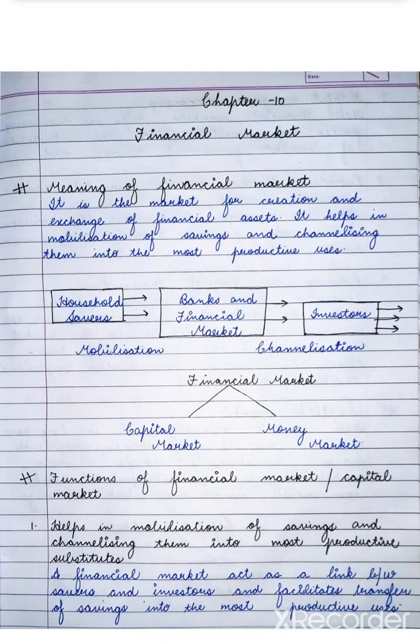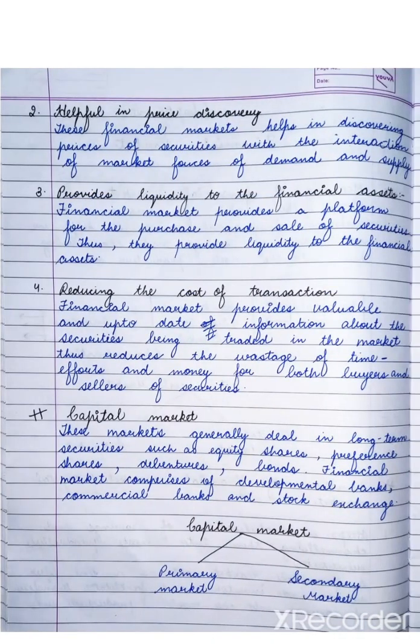Now we're going to see the functions of financial market. The very first one, it helps in mobilization of savings and channelizing them into the most productive uses. So with the help of financial market we can easily create the financial securities, and we are taking the savings and mobilizing them into the most productive uses.